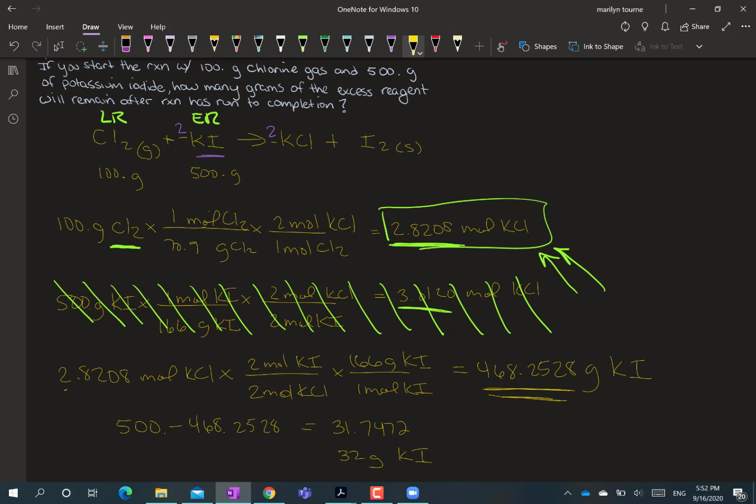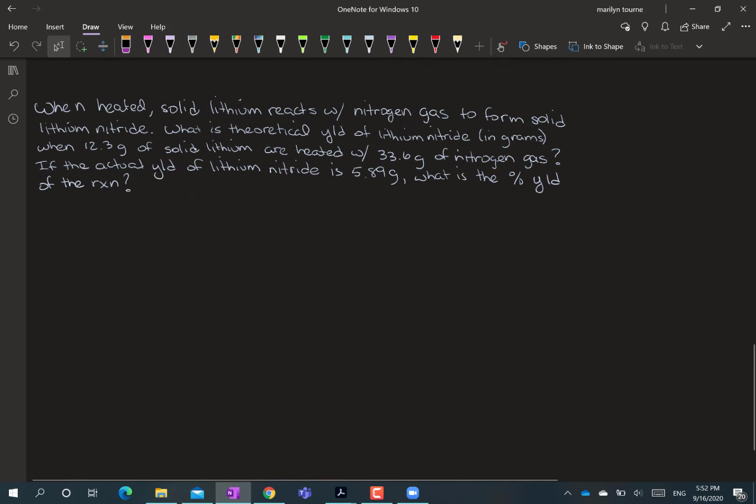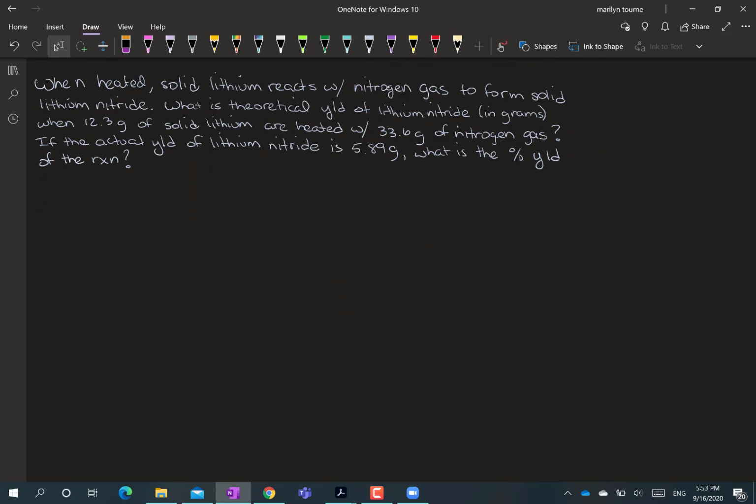I want to do one more problem, and this is asking for percent yield. It says when heated, solid lithium reacts with nitrogen gas to form solid lithium nitride. First thing I have to do is balance it. A 2 here and a 6 here. So now what is the question actually asking us? What is the theoretical yield of lithium nitride in grams when 12.3 grams of solid lithium are heated with 33.6 grams of nitrogen gas? So this is my starting amounts.